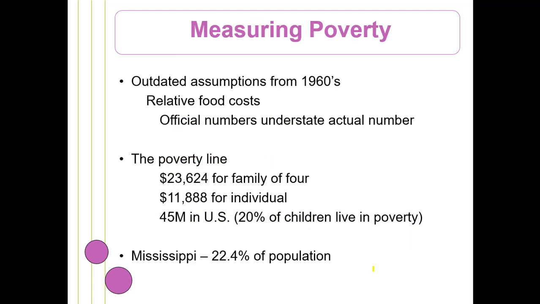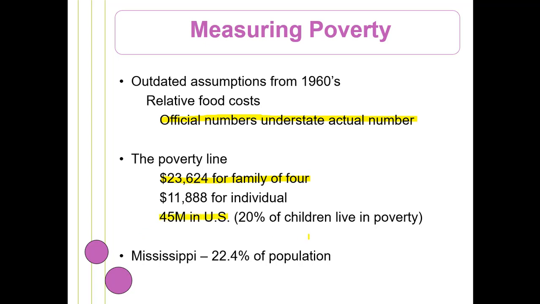So there's things that we're dealing with here where the assumptions that we had from the 60s are becoming somewhat outdated, as relative food costs are higher than they were back at that time, and wages have stagnated, particularly since the 70s. It's hard to get real numbers. Official numbers potentially understate the actual number. Looking at the current poverty rates, it's 23,000 for a family of four, a little under 12,000 for an individual. And these numbers are pretty big for a country such as the United States.